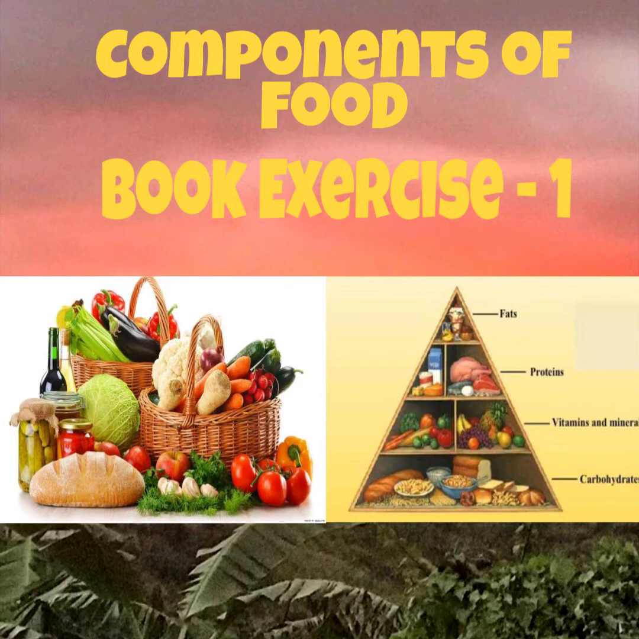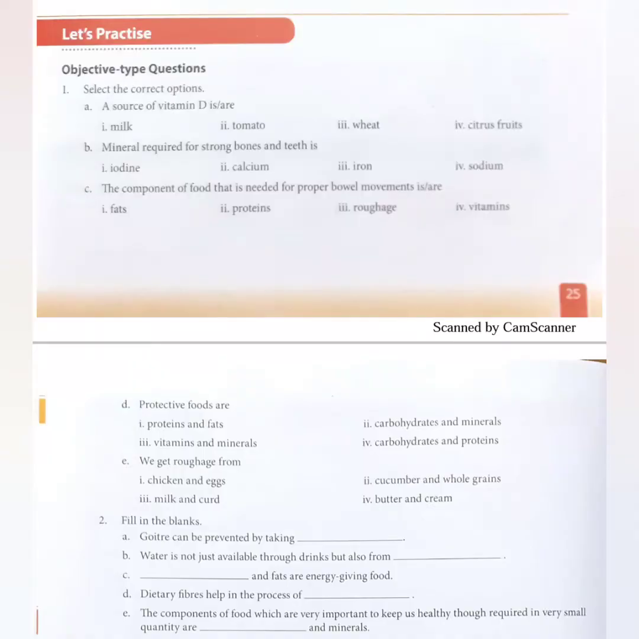Today we will discuss the book exercise of chapter 2, that is components of food. I know all of you have completed that exercise, but you are 6th class students. That's why I am also discussing this exercise here. Please check whether your answers are correct or not. Let us discuss the first book exercise, that is objective type questions.